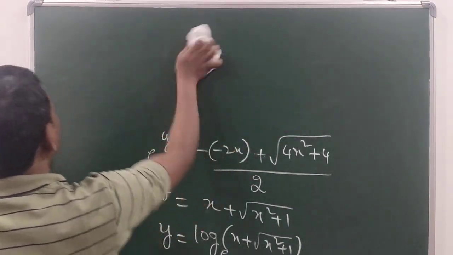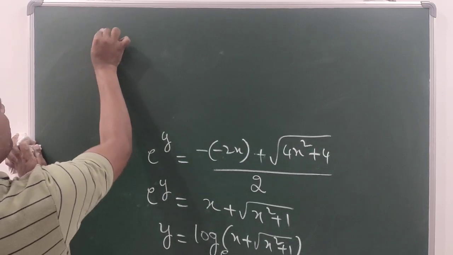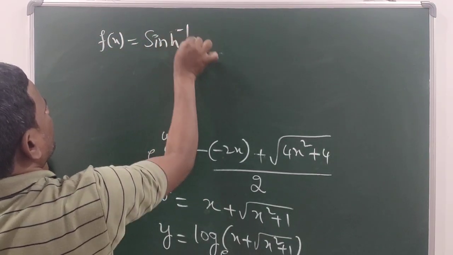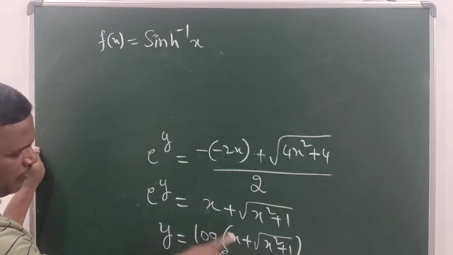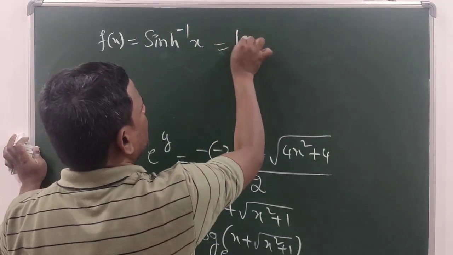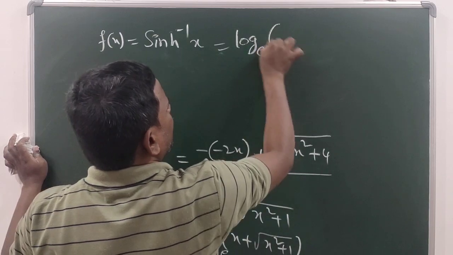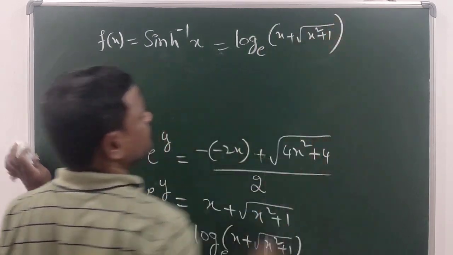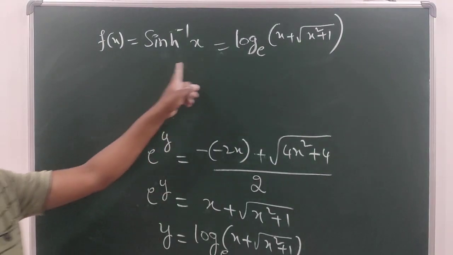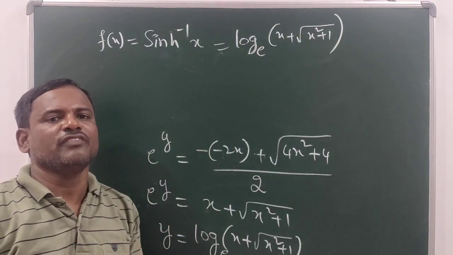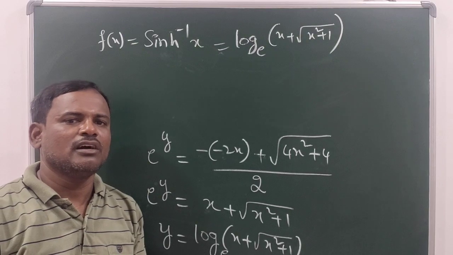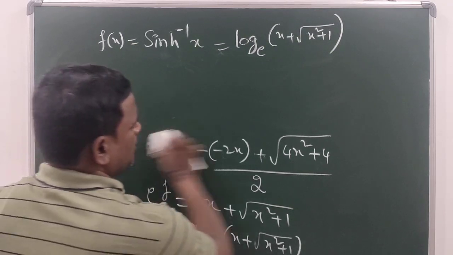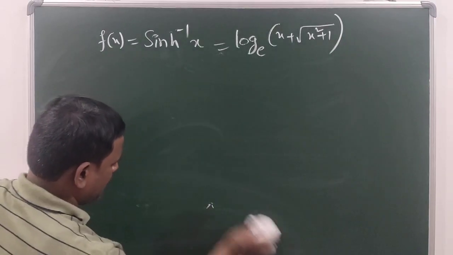Okay students, now you got the y value. So y is nothing but what? In the beginning we took f of x equal to sinh inverse of x equal to y, no? So this much you got: y is log of x plus root of x square plus 1. So this is the sinh inverse of x value: log of x plus root of x square plus 1 with base e. Right.